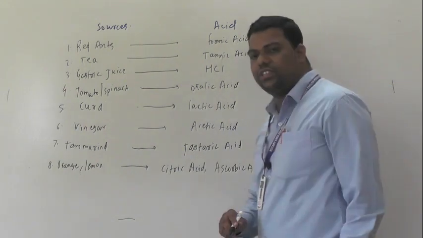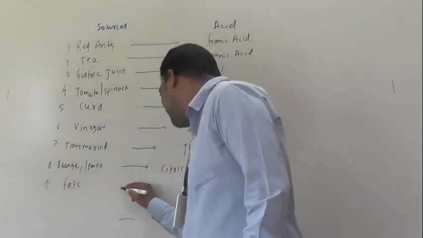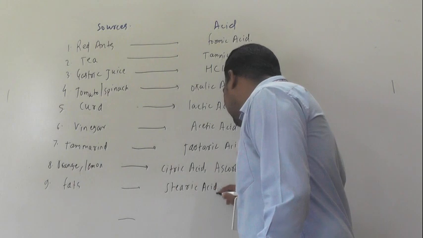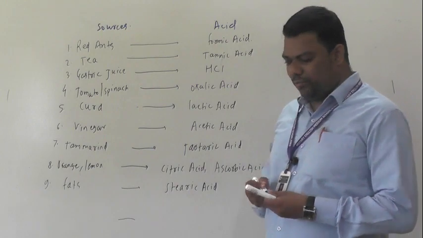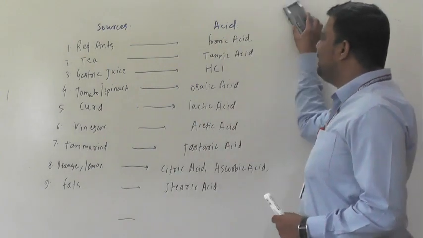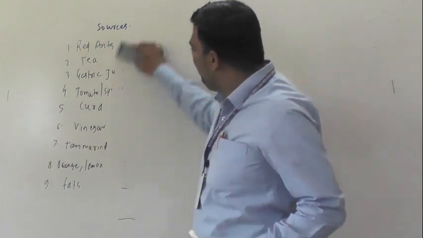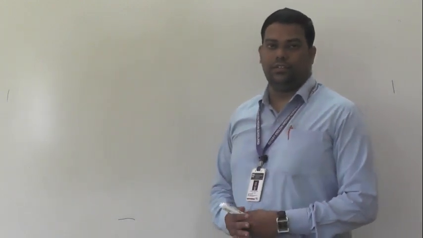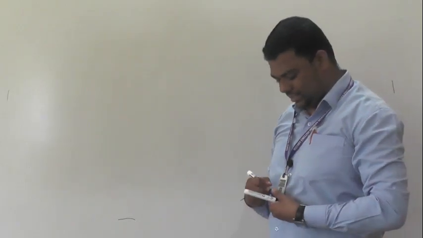Then the ninth one, fats. Fats contain stearic acid. Understood all this? These are important: organic acids and their sources. You have to keep them in mind. Now we will discuss next, depending on sources, the small b part: inorganic acids.